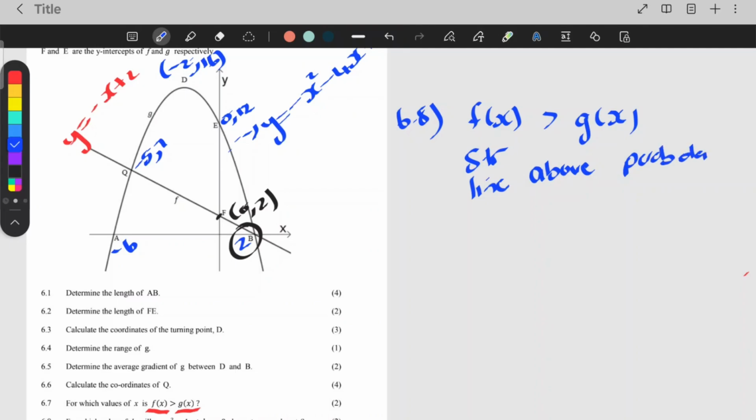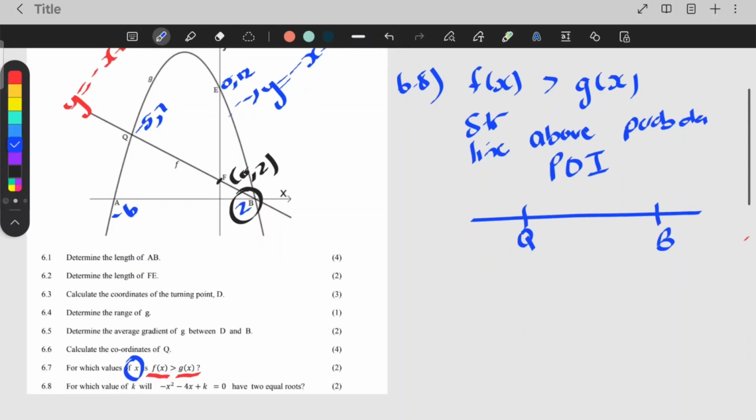That's the question. So for these questions, where one graph is above or below, we look at the points of intersection. So I'm going to do a number line. We have 2 points of intersection. We have Q and we have B. But the question said for which values of x. So that means I'm only going to write the x values of the points of intersection down. So this one, the smallest point of intersection, the lowest x value is negative 5. And then the bigger one is 2. Can you see I write it like that?